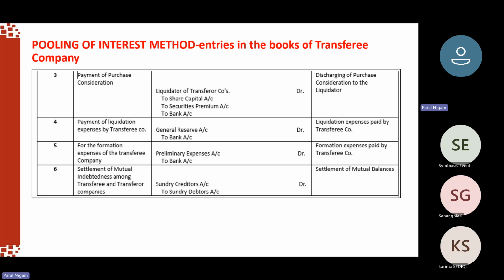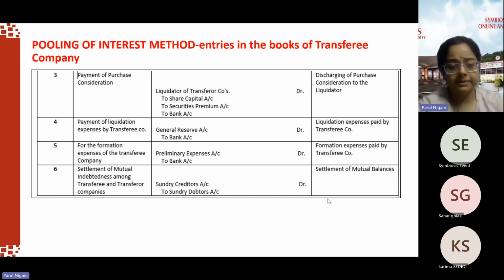Okay, so for the formation expenses of the transferee company, preliminary expenses account debit to bank. So formation expenses paid by the transferee company. Fine. Then settlement of mutual indebtedness among transferee and transferor company.